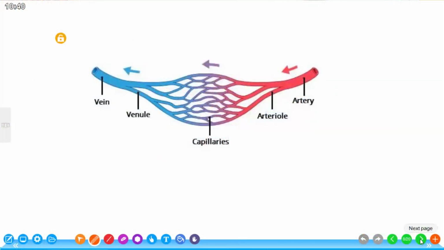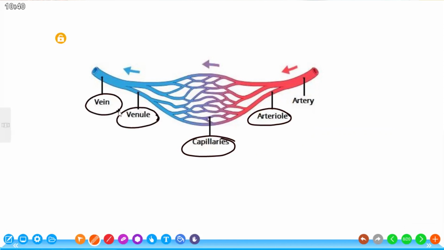Here you can observe the artery that is further divided into branches as arterioles, then further divided as capillaries. Then these capillaries join and form venules. These venules join and form veins.